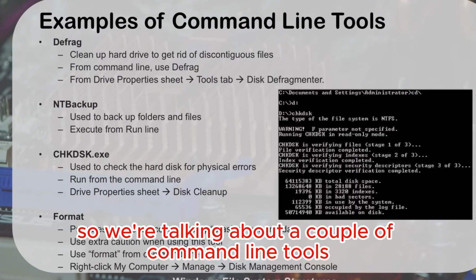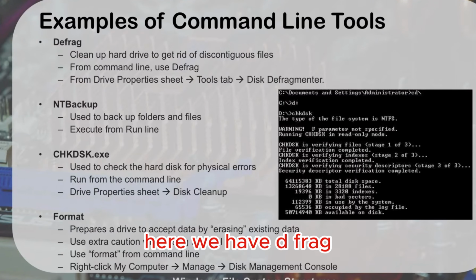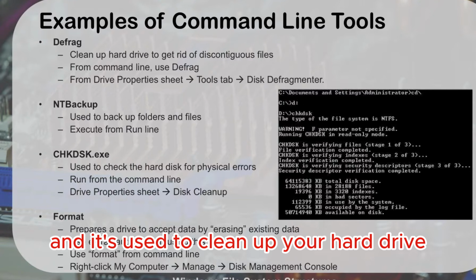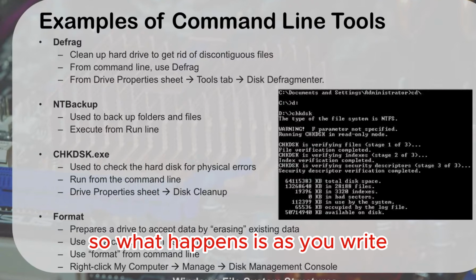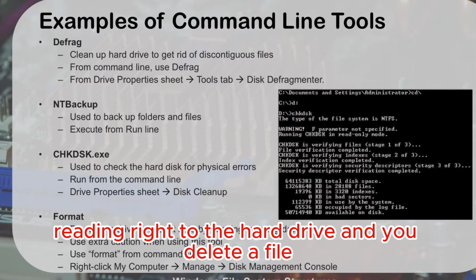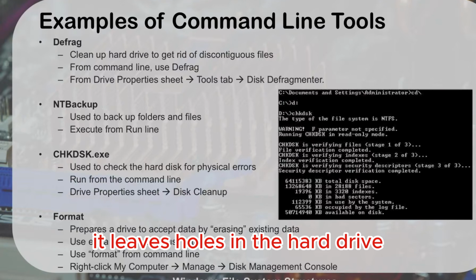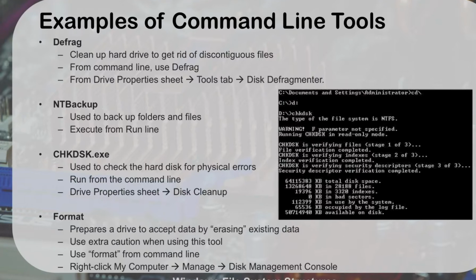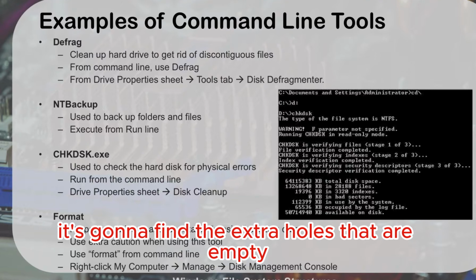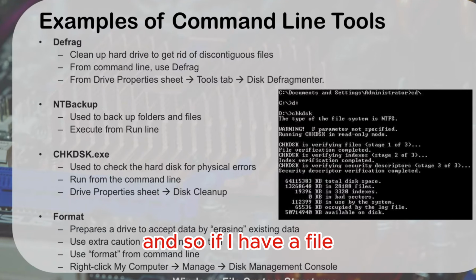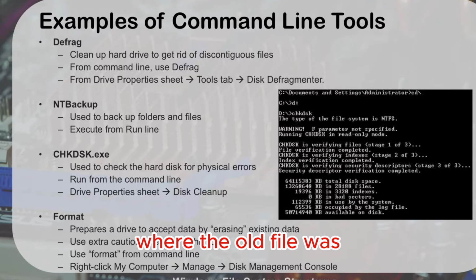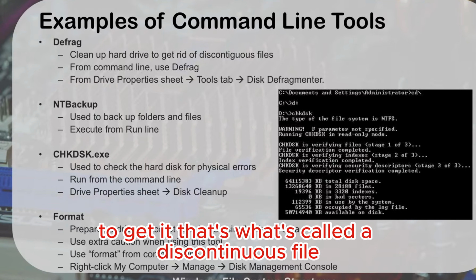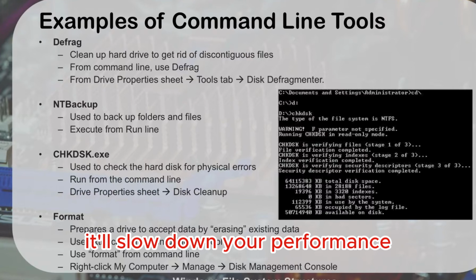So it's interesting, internal and external. We're talking about a couple of command line tools here. We have defrag. Defrag is an external command, and it's used to clean up your hard drive and get rid of discontinuous files. What happens is, as you read and write to the hard drive and you delete a file, it leaves holes, or free space, in the hard drive. The next time you go to write stuff, it's going to find the extra holes that are empty. So if I have a file that's bigger than a file that you just deleted, it's going to write part of it where the old file was, and part of it someplace else in the drive. So when I go to read that file, I've got to go to 2 different places on the drive to get it. That's what's called a discontinuous file. It'll slow down your performance.